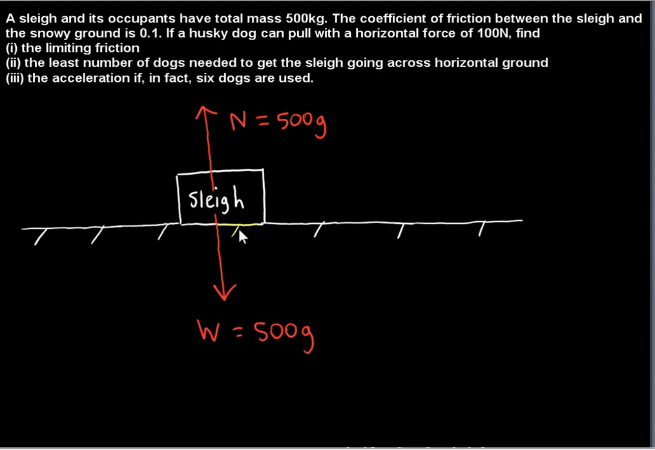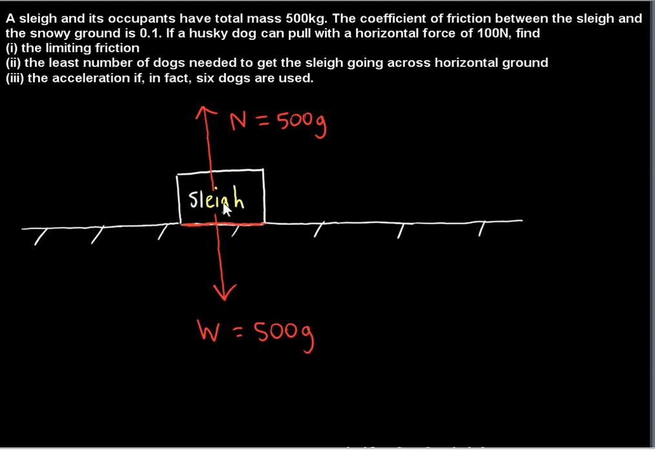N is the force on the sleigh due to it being in contact with the horizontal ground. N is a contact force. It has a different nature to W, which is a gravitational force. N means normal. Normal means the force is perpendicular to the surface of contact.